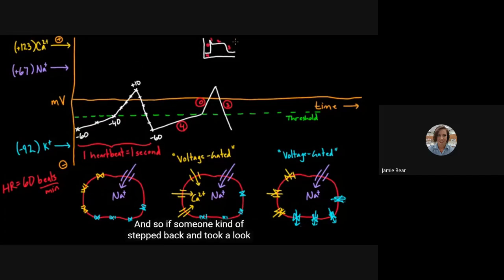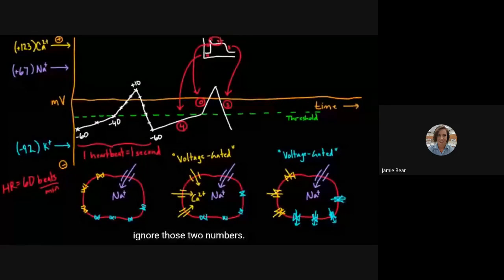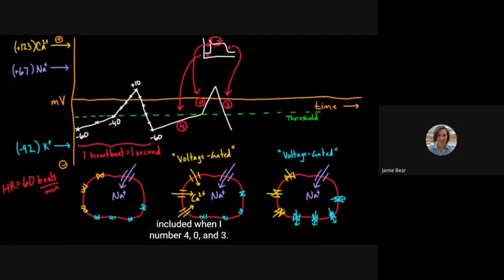And so someone kind of stepped back and took a look at this and said, well, this phase 4 looks a lot like this guy, and this phase 0, this upward swing, looks like this upward swing, and this downward swing looks like this. So that's how the phase 4, 0, and 3 come about. And they said, well, I guess these pacemaker cells don't have phase 1 and 2, so let's just ignore those two numbers. So that's why those two numbers are not included when I number 4, 0, and 3.